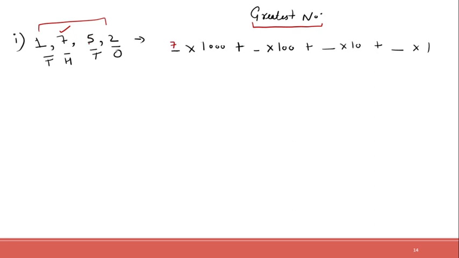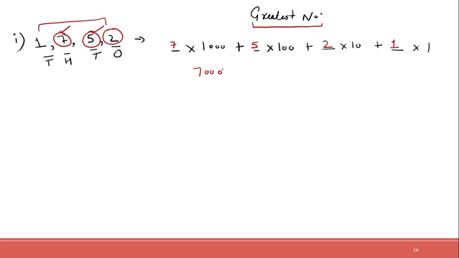Now we have used 7. Now we are left with 5, 2 and 1. Among 5, 2 and 1, we are looking for the greatest number, which is greatest? Obviously 5 is greater than 2 and 1, right? We'll write 5 here. Then we have used 5 now. Now we are left with 2 and 1. So between 2 and 1, which one is greater? It is 2. Now we have used 2, we are left with 1 only. So we'll write 1 here.